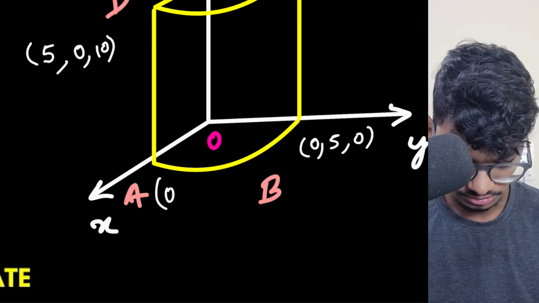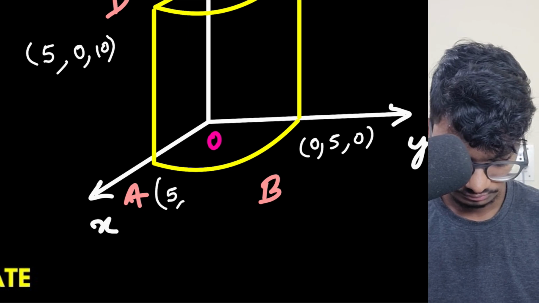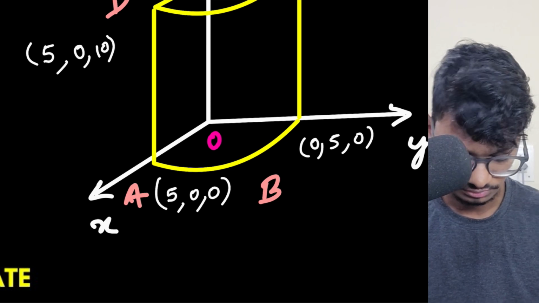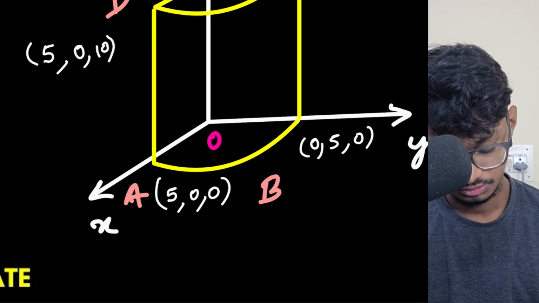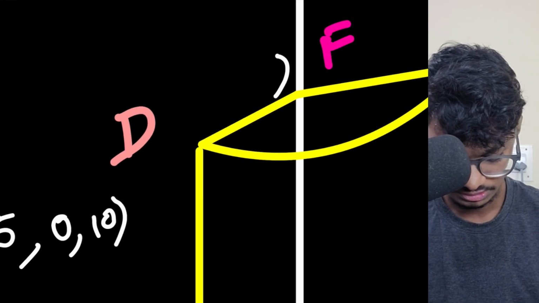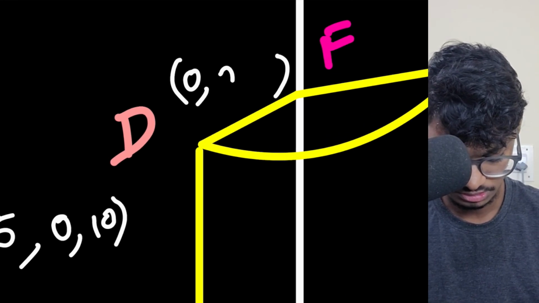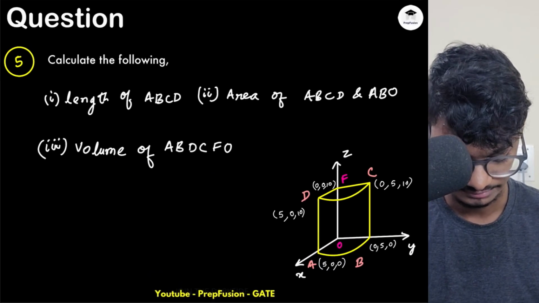This will be 5, 0, 0. So yeah, that's basically about the coordinates. And this point is 0, 0, 10, totally lying on the Z axis.